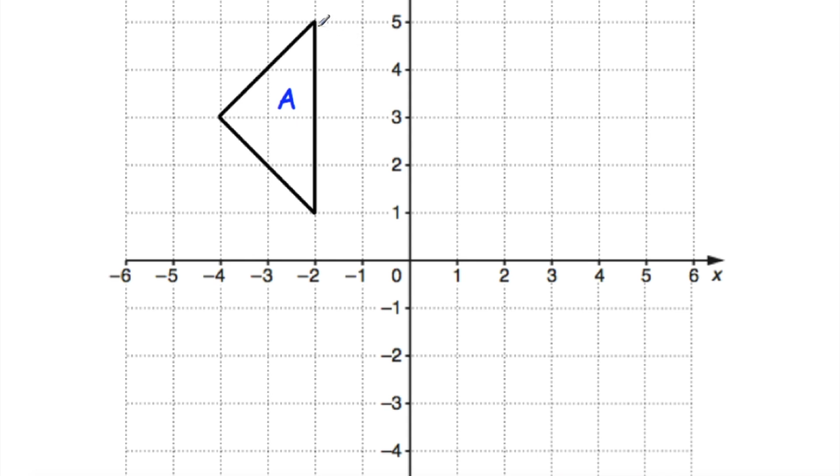So again, let's do each point. I'm going to start off with the top. Let's go 5 right. 1, 2, 3, 4, 5 and 6 down. 1, 2, 3, 4, 5, 6. I'll move it there.